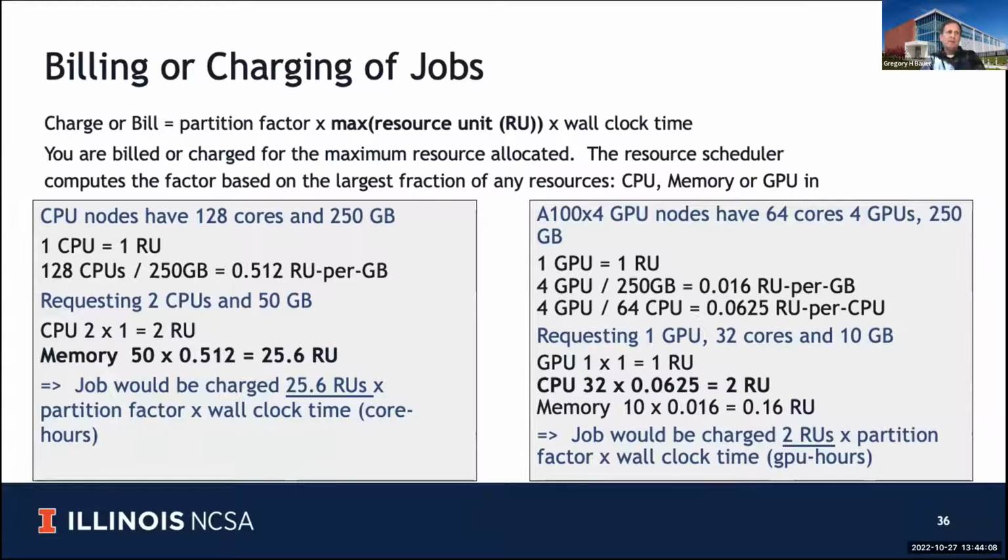And the billing is going to be based on the maximum of any given resource unit, which we're going to call an RU to help distinguish it from ACCESS, or its exceeds use of what was called the service unit, SU.